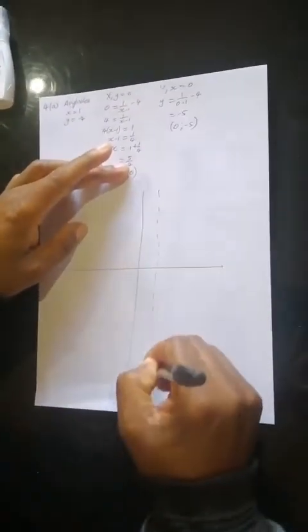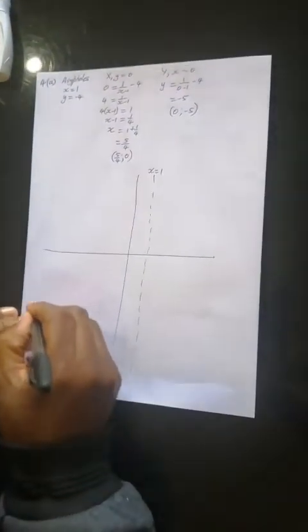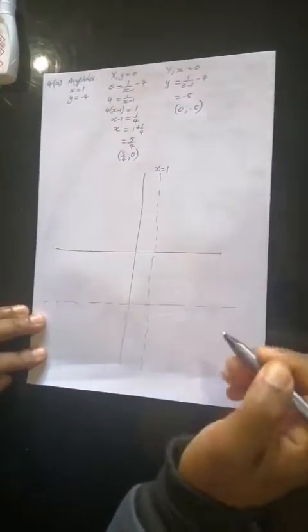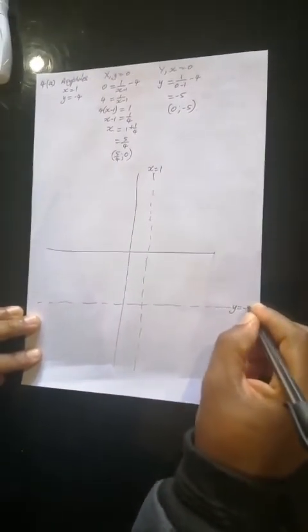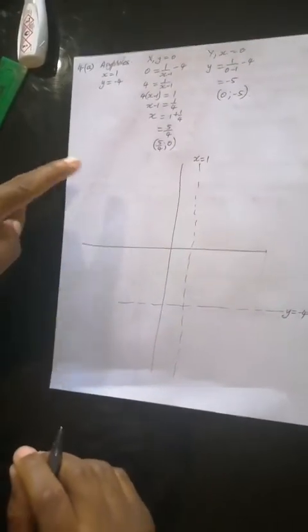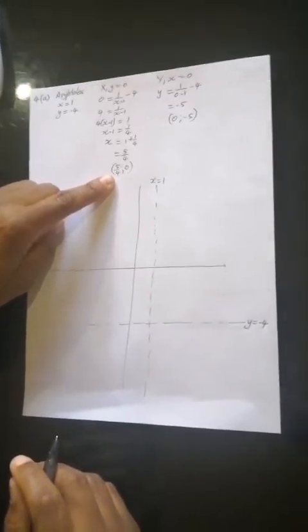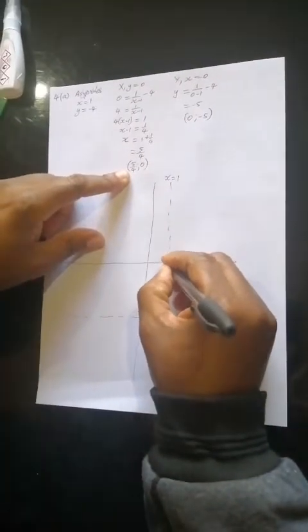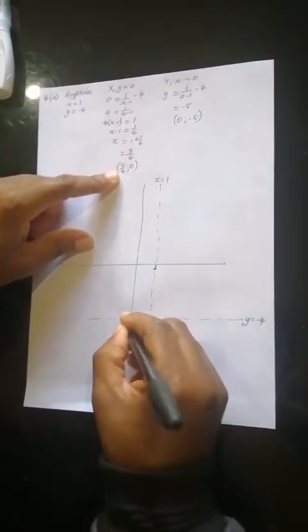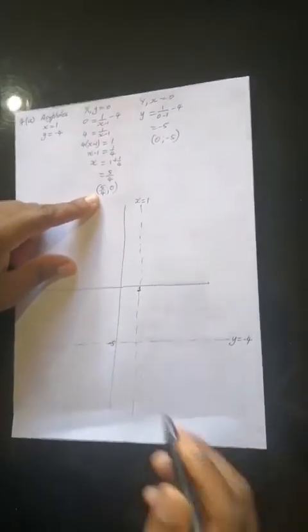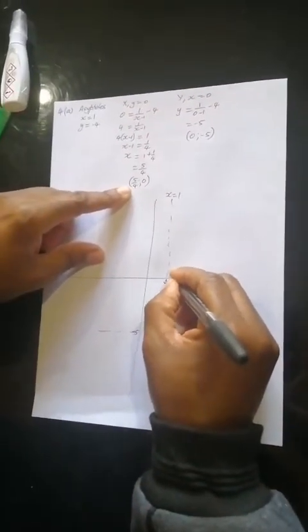X equal to 1. It is this here. I'll write x equal to 1. Y equal to minus 4, I'll put it there. These are the asymptotes that we have put on the xy plane. And then we need these points. There is 5 over 4, which is 1 1/4. Very close. This is 1, don't forget. And this is minus 5, don't forget. So it is right here.